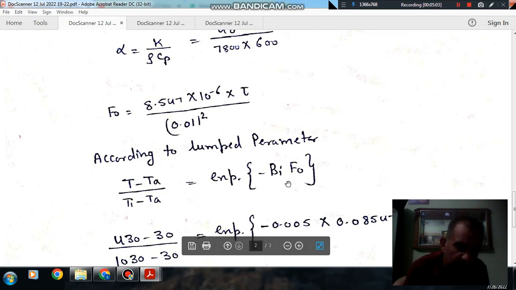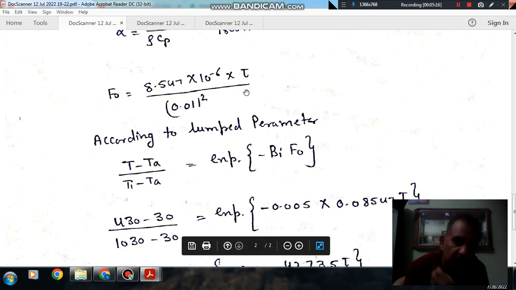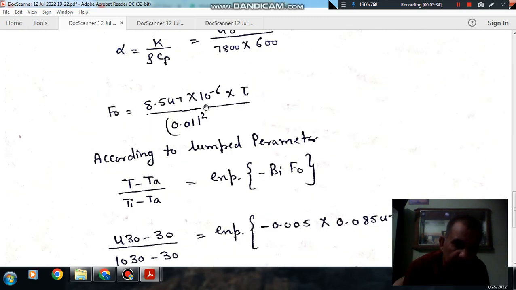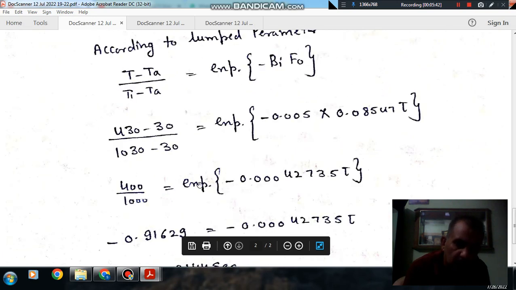If we put here the Biot number and Fourier number in terms of tau, and T infinity is the ambient temperature, Ti is the initial temperature. So the temperature after time tau: you have to find out time tau when the temperature 430 is reached. So T is 430, T infinity is the ambient temperature 30, and Ti is the initial temperature 1030. The Biot number is 0.005 and the Fourier number in terms of tau is 0.8547 tau. Now we can solve it taking log on both sides.